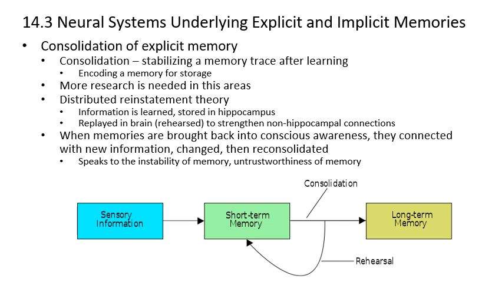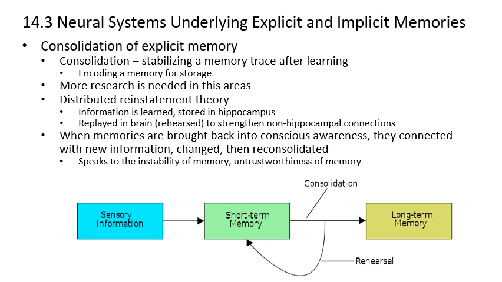We don't know a ton about consolidation of memories. More research is needed. But there's one theory called the distributed reinstatement theory, that information is learned and then stored temporarily, mostly in the hippocampus. Then this information is rehearsed to strengthen connections between the hippocampus and other areas of the brain, and more long-term memory is stored in non-hippocampal areas of the brain. If you remember the sleep lecture and what we learned about sleep, it's possible that sleep has a role in consolidating the memories and moving them from the hippocampus to non-hippocampal areas.